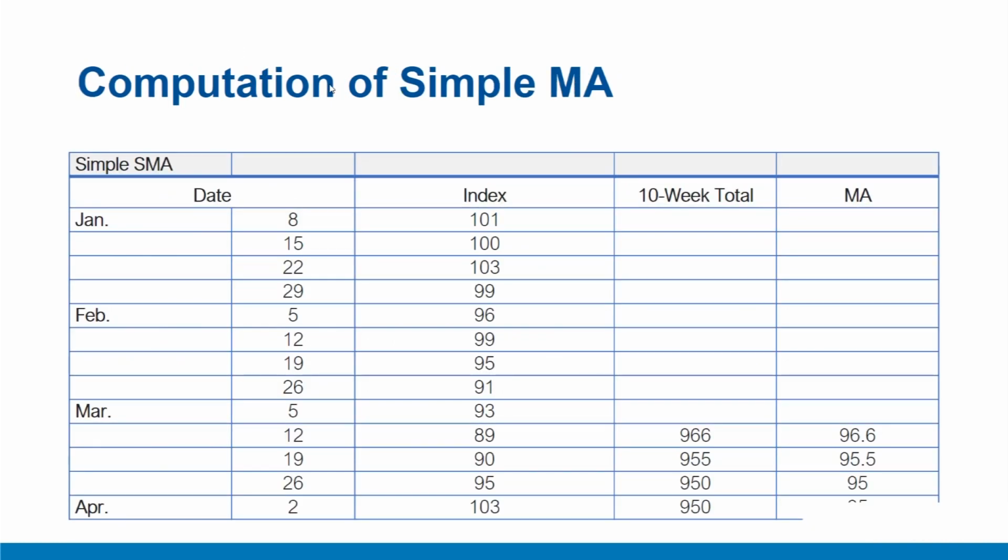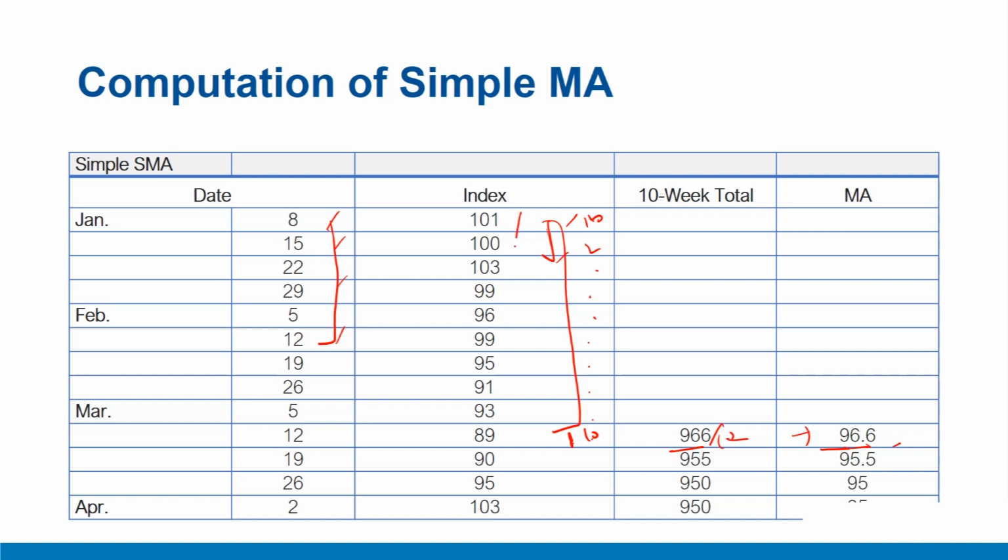For example, consider the table shown here, which indicates the movement of an index over weekly interval. So these are the weekly intervals, 8th, 15th, and so on. And this is the movement of prices over weekly period. Now, this is a 10-week simple moving average, SMA. So 1, 2, 3, 4, 5, 6, 7, 8, 9, 10. So if this is my first observation, this would be my 10th observation. The simple average of all these 10 observations is 966, and average of this is 96.6. So this is the summation, this is the average of 10 observations. So divide by 10, we'll get this figure.